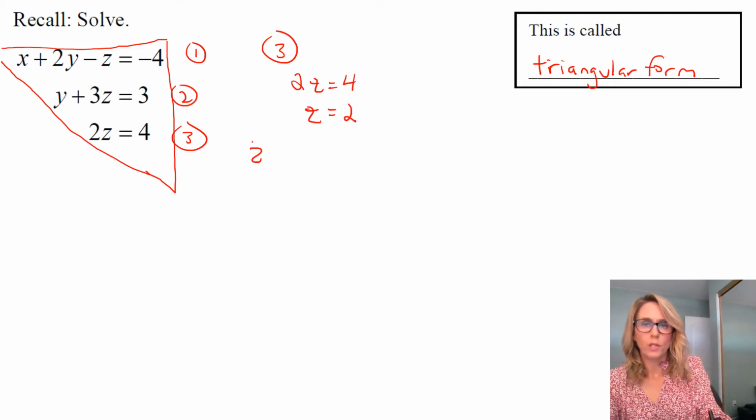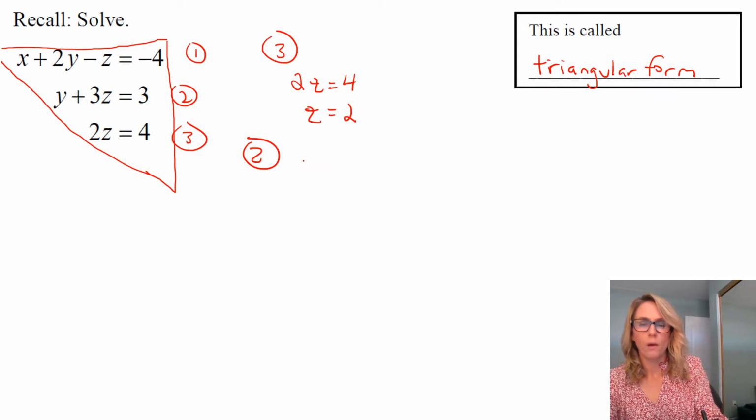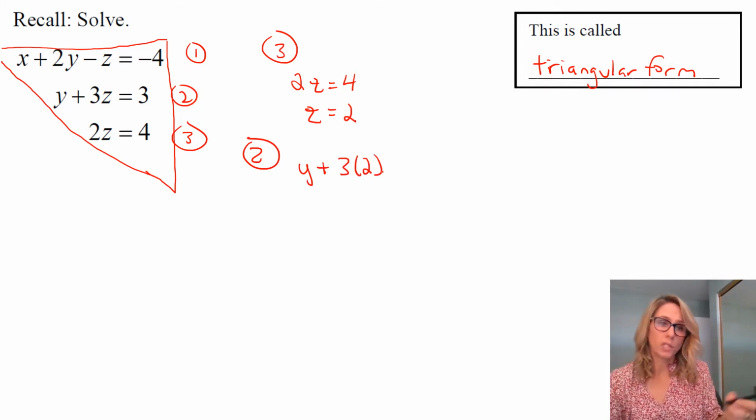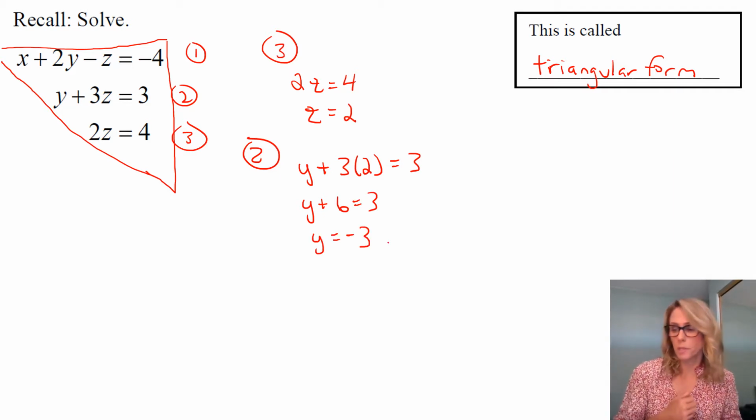Now, with equation 2, I'm going to use the fact that I just solved for z. So we have y plus 3z, but we know what z is. We just found that. Now this is allowing us to then solve for y. So now we have 2 of our variables for this system of equations. And now we just need to solve for x.